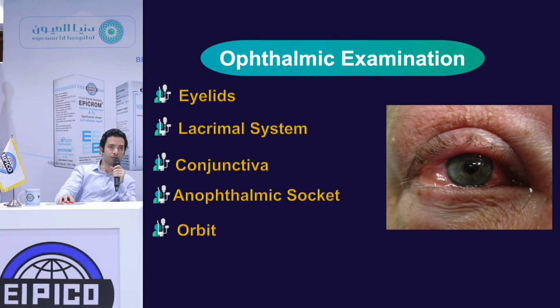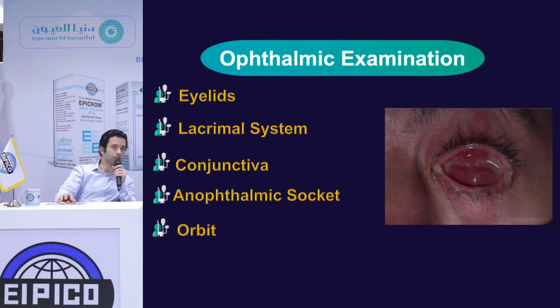The conjunctiva also should be examined for the presence of acute conjunctivitis, and this also can be a risk for endophthalmitis. You should also inspect the other eye. Sometimes you can find an anophthalmic socket, and this anophthalmic socket can present with infection, and again, this should be managed before the cataract surgery.